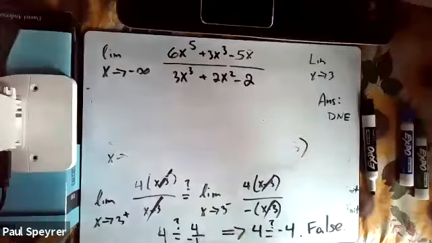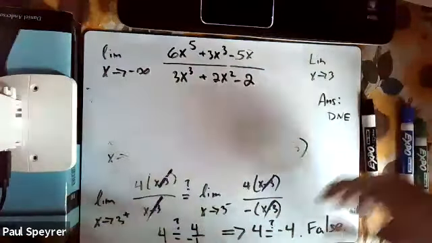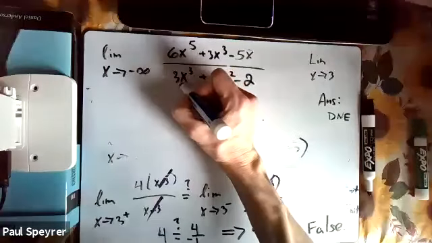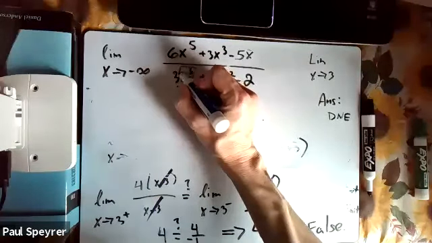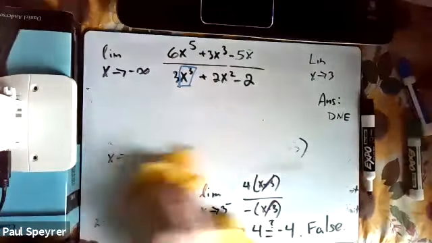Well, remember, we have a rational expression, right? You divide everything by the dominant term from the denominator. So in this case, this is the dominant term, x cubed. So you're going to divide everything here by x cubed.